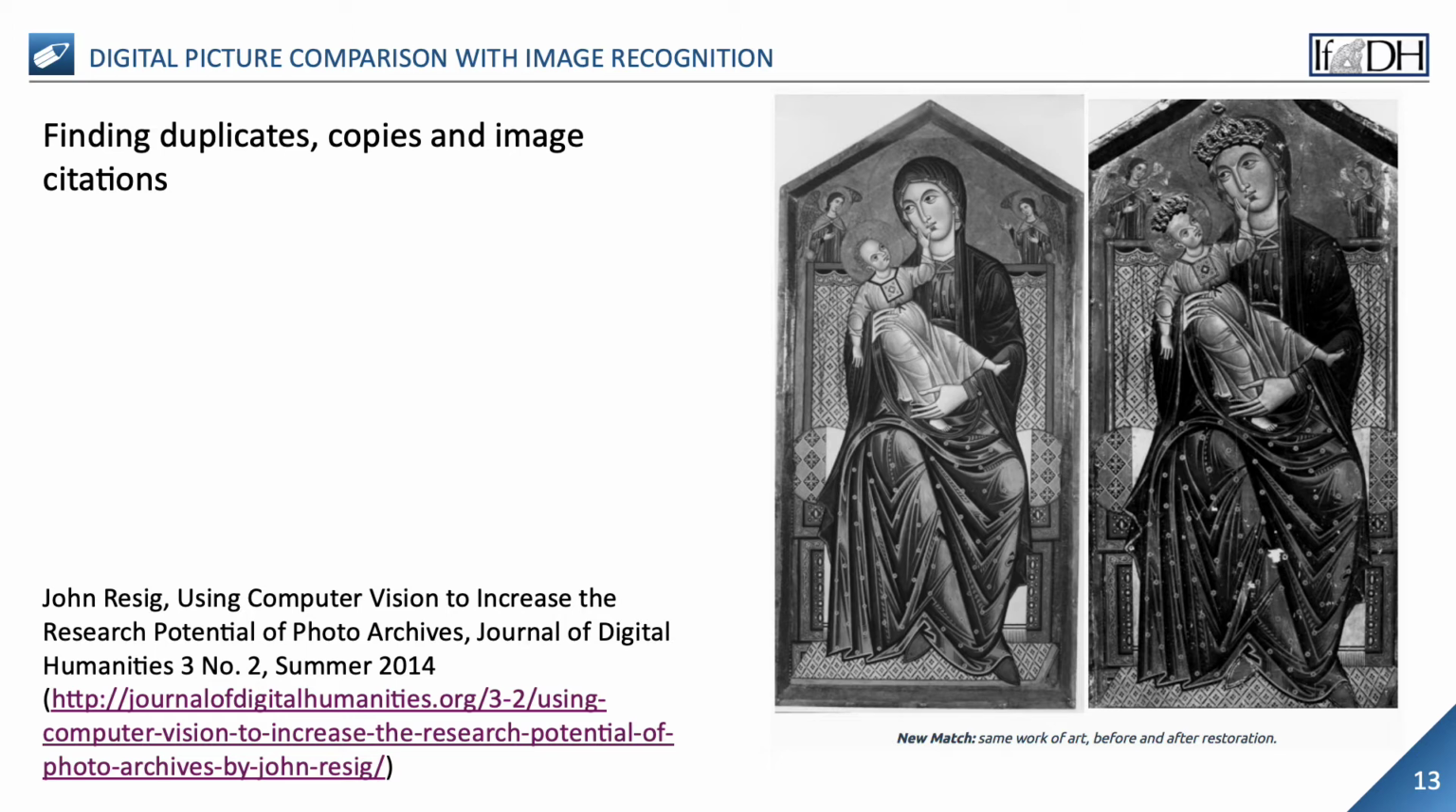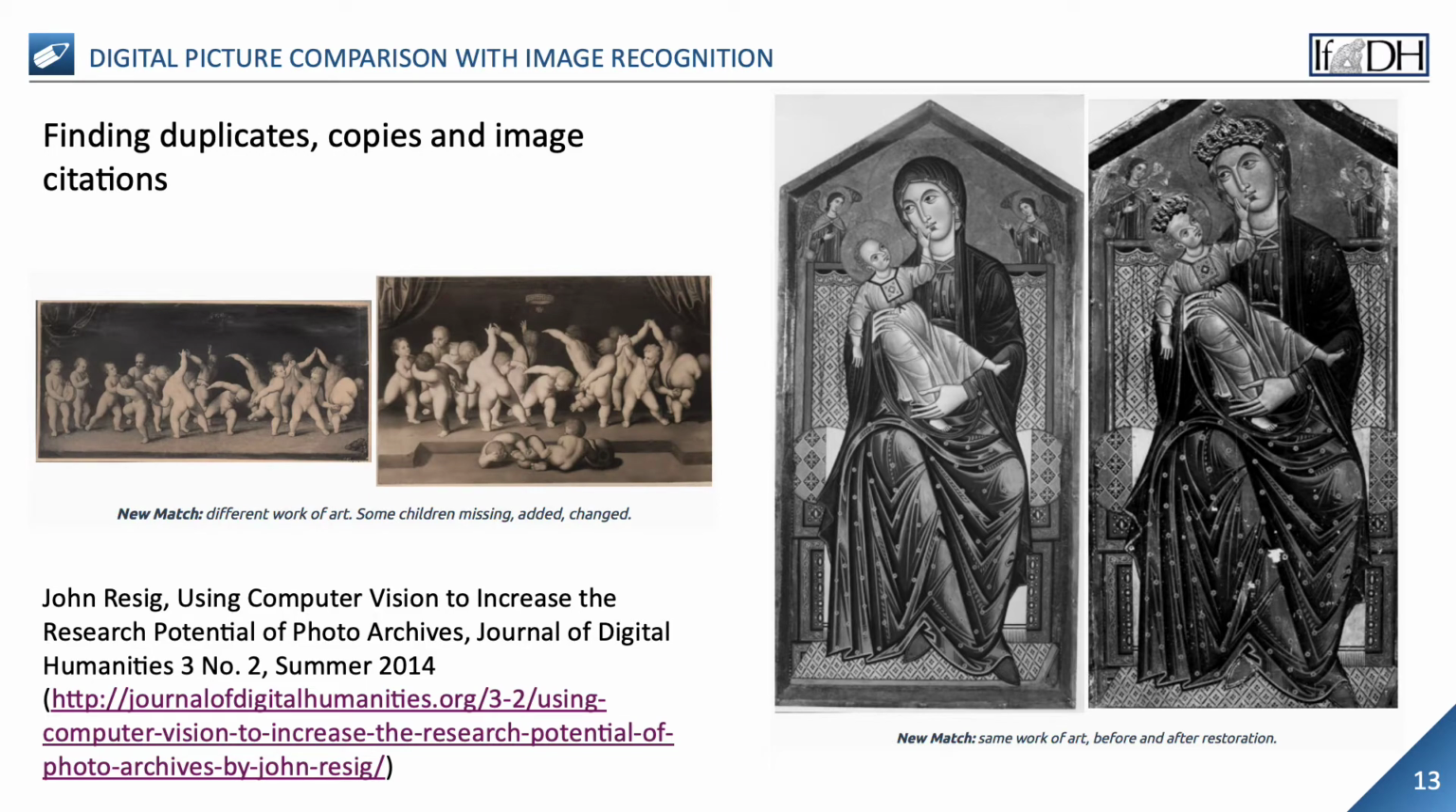There are also later copies of artworks that can be easily found using computer vision. Here, for example, the positioning of the children has been changed, some children at the bottom of the work have been omitted, and the candelabra in the background has been altered.